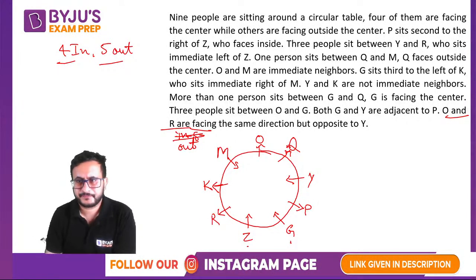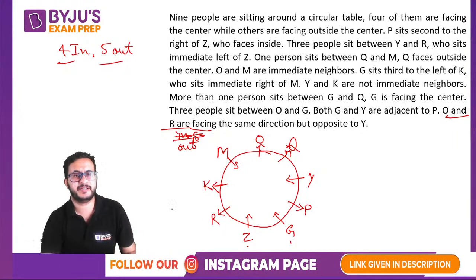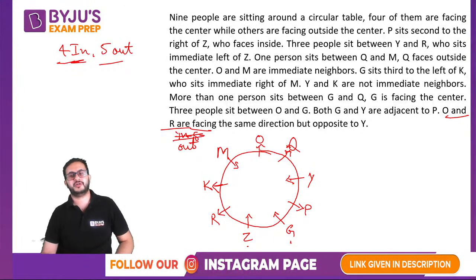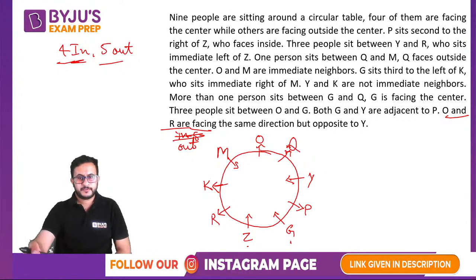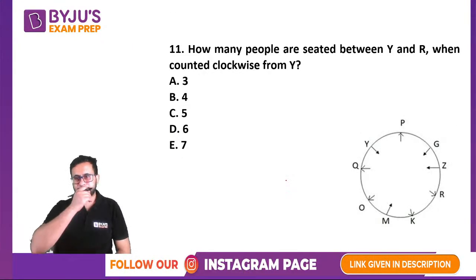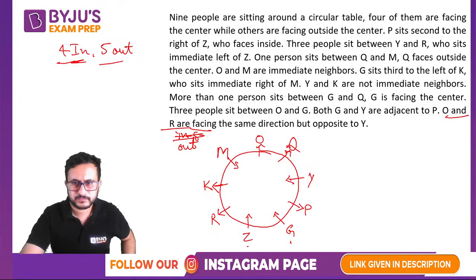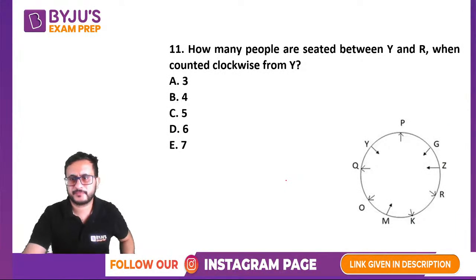Y will face inside. See, if we take O and R facing inside, that means we will get 5 people facing inside. But it is given that there are 4 people who are facing inside. So that means that these two are facing outside and opposite to Y. So if they are facing out, Y must be facing inside. If Y is inside, that makes 4 people inside, and rest of all will face outside. Okay. So this is what we will get. M, Z, P and Y.